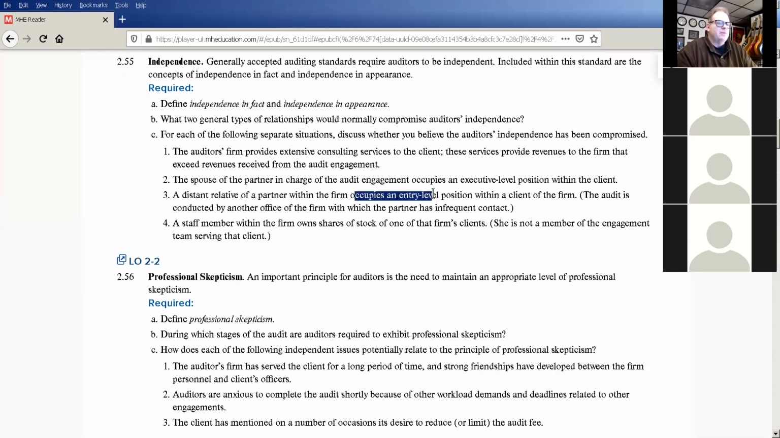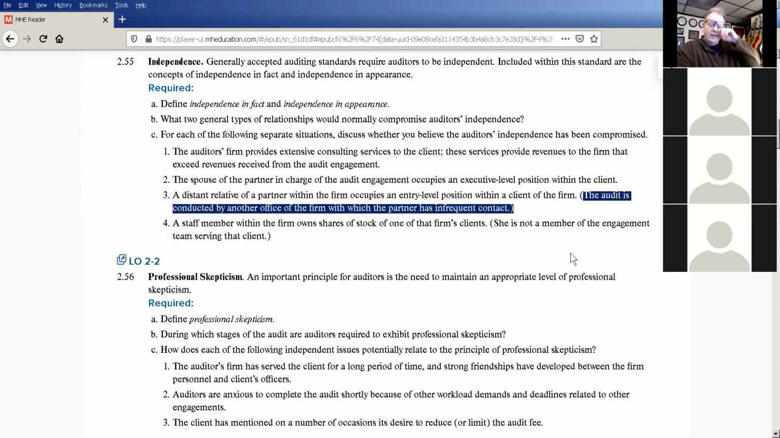Entry-level position, it's not going to matter. If you're auditing McDonald's and you have somebody who got a job from high school working at McDonald's or whatever, it's not going to matter. So those two things. Furthermore, the audit isn't even done by that auditor. It's done in a different office completely. So there's really three things that knock this one out: distant relative, entry-level position, and the partner doesn't even do the audit. It's done by a different office completely. So this is probably not going to be anything.